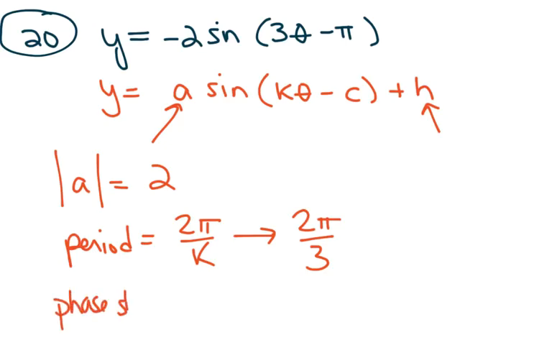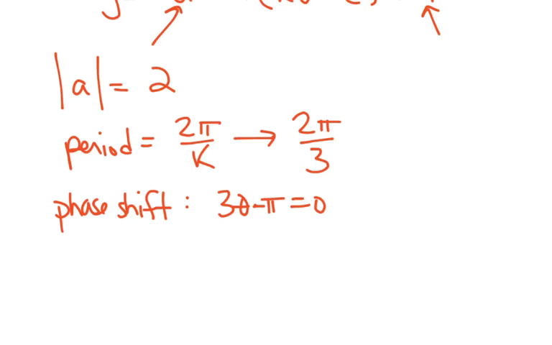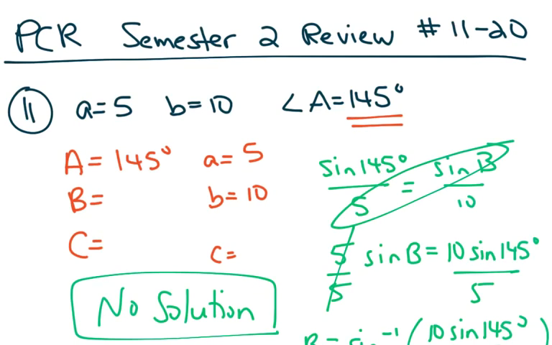The phase shift, that's your horizontal shift. It says how far the graph gets shifted left or right. It's really easy to find. You take what's inside the parentheses and set it equal to 0, and you solve for theta. So you add pi, and then you divide by 3. And it turns out this graph has been shifted pi over 3 to the right. When the phase shift is positive, it's to the right. When the phase shift is negative, it's to the left. And that is problems 11 to 20 on the Semester 2 review packet.